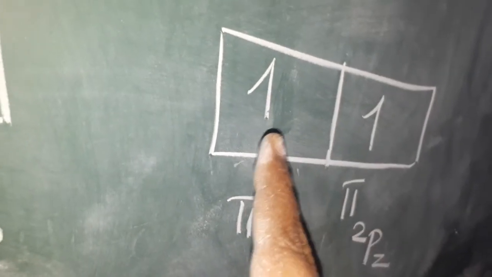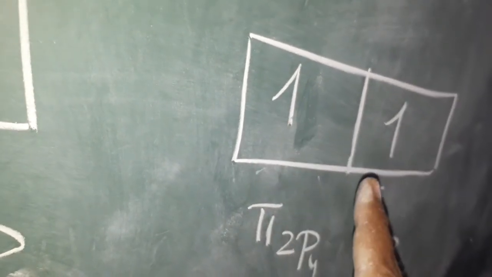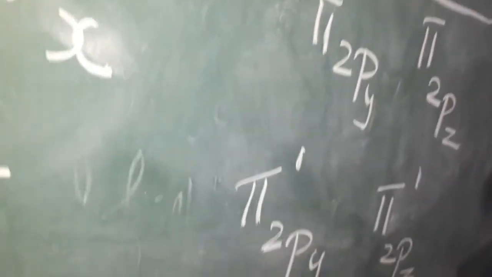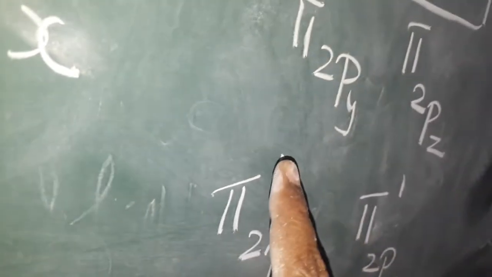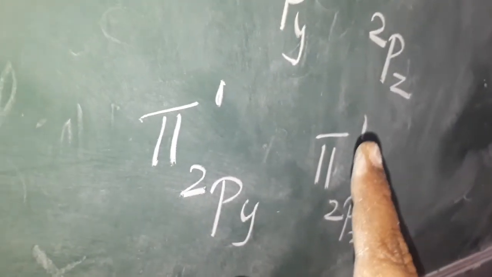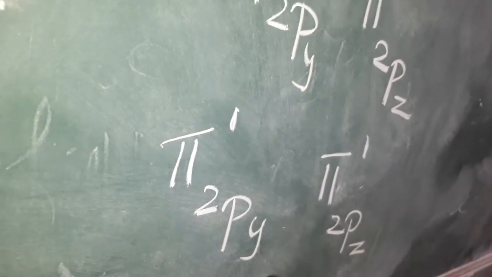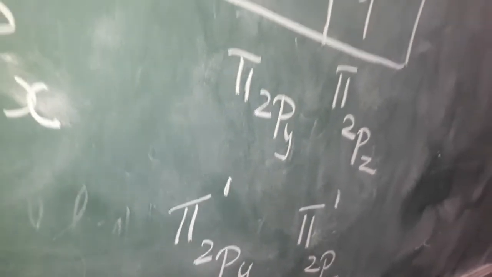And then here we have one electron. How can you indicate this electron? Just pi 2py 1 electron and pi 2pz 1 electron. Like this we will indicate it. The next one we will see in the PPT.